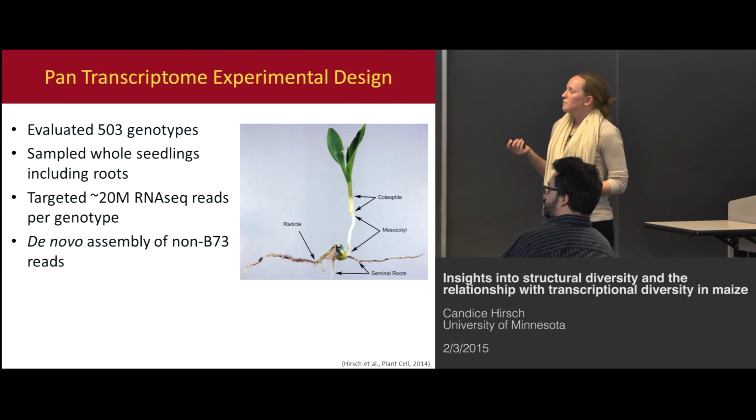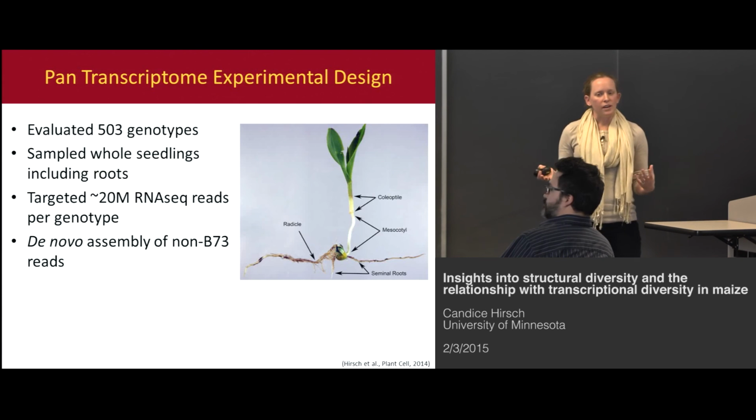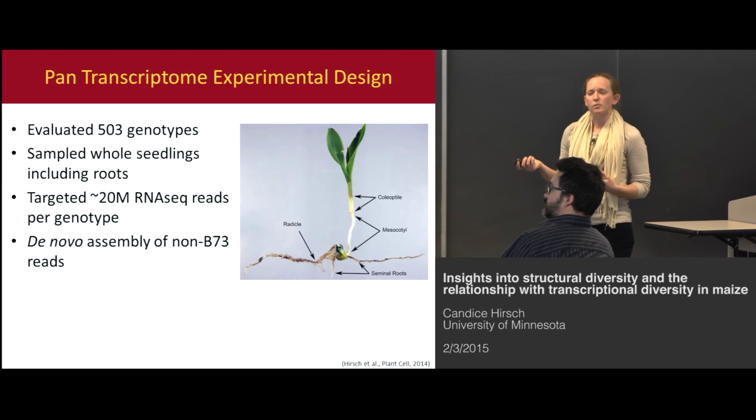We targeted about 20 million RNA-seq reads per individual, and then did de novo assembly of non-B73 reads to identify genes that were present in these other individuals that were absent from B73 and would therefore be part of the dispensable genome.